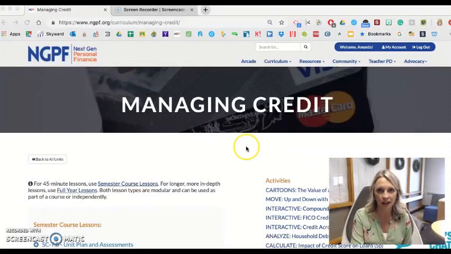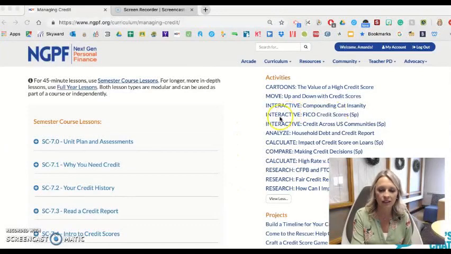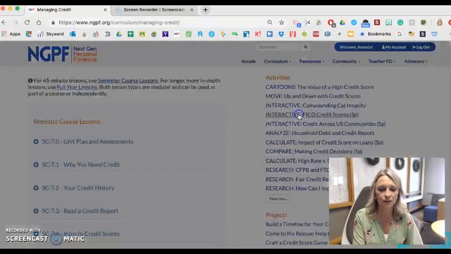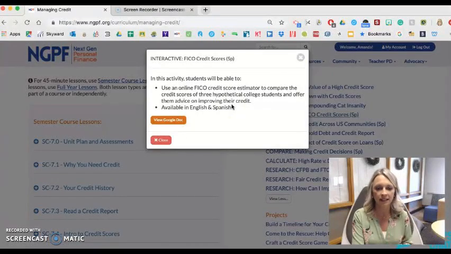Under the Managing Credit unit on the NGPF website, the activity is right here. It's called Interactive FICO Credit Scores. And this activity leads perfectly into this second activity, which is calculate the impact of the credit score on the loan. So these two activities I use back to back. First with the interactive, and then secondly, having them use that information to then calculate how the FICO score impacts their loans. Again, students really enjoy this topic, and I feel that this activity drives home how that FICO score is calculated. And then again, that second activity shows how their FICO score impacts their long-term financing, interest rates, etc.